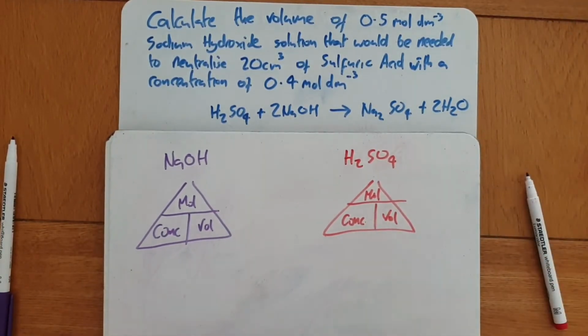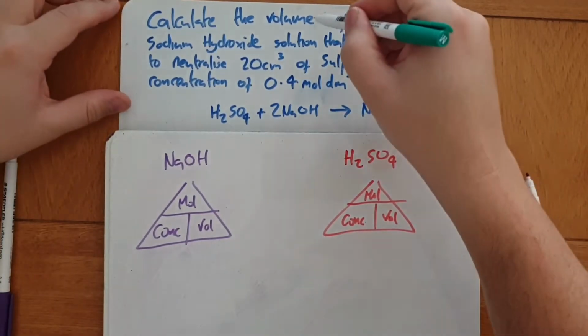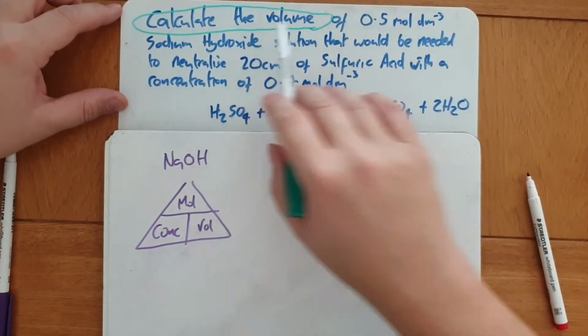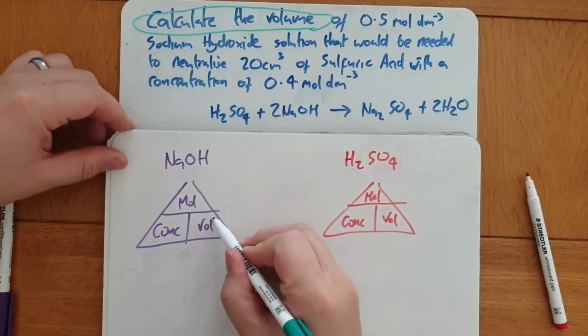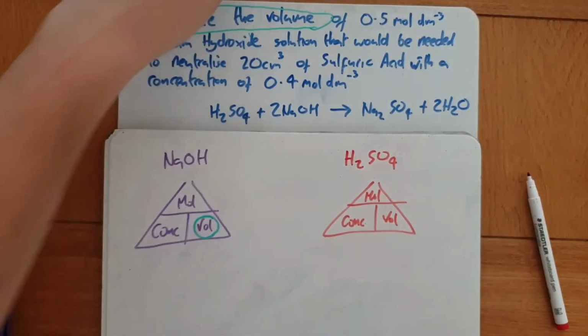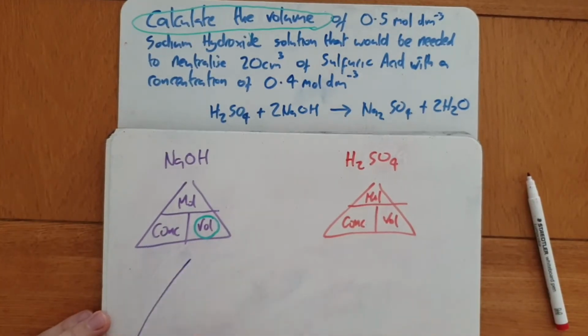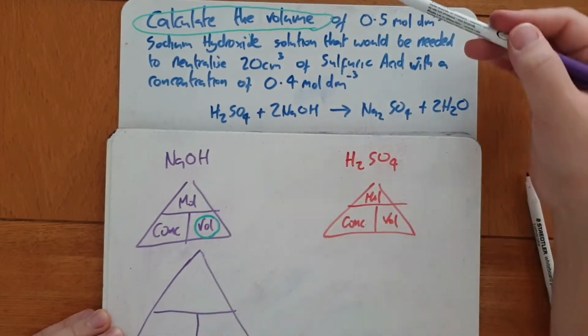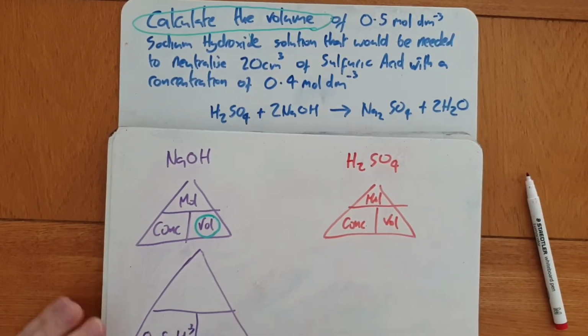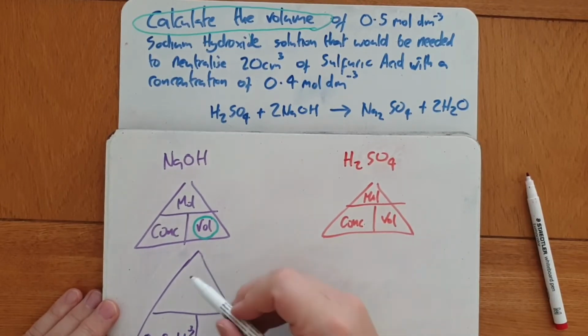Right, first step, what are they actually asking us to do in the question? So they want us to calculate the volume of sodium hydroxide. So that is what we're going to be working at this time, calculating the volume. Let's put in the numbers that we know. So we'll do our triangle. What do we know about sodium hydroxide? We know the concentration, so we know it's 0.5 moles per decimeter cubed. And that's all we know about it. So we don't know the moles and we don't know the volume.